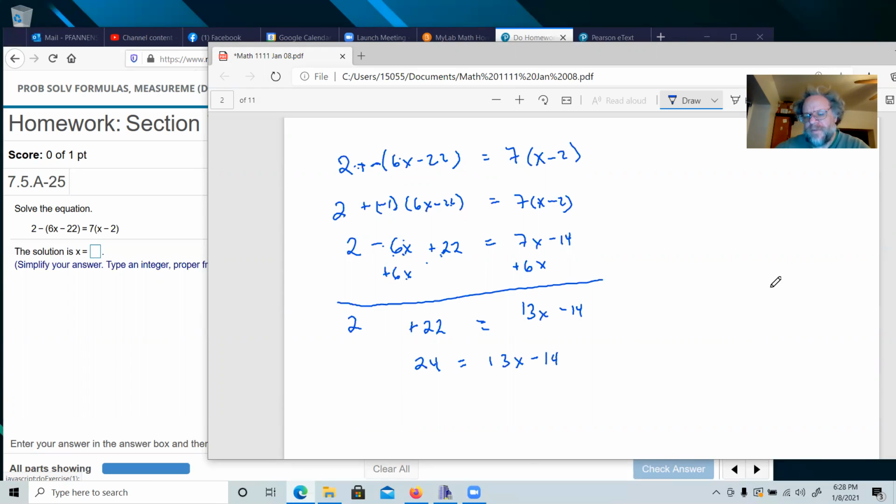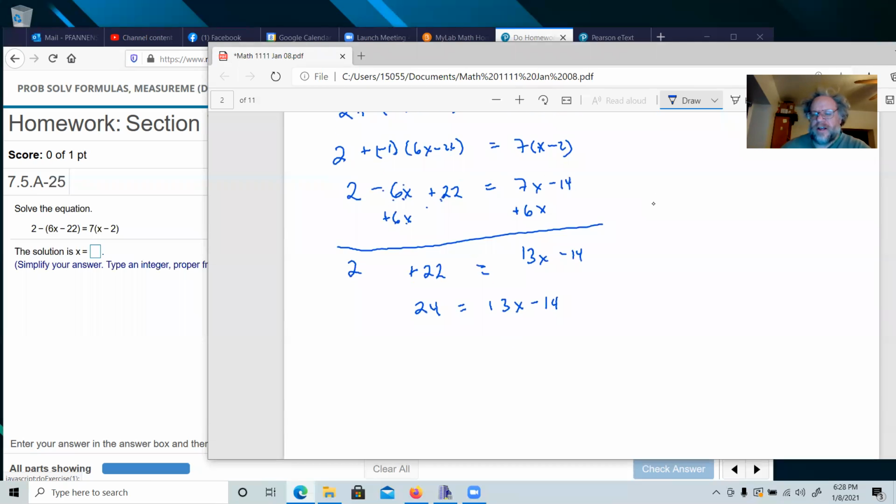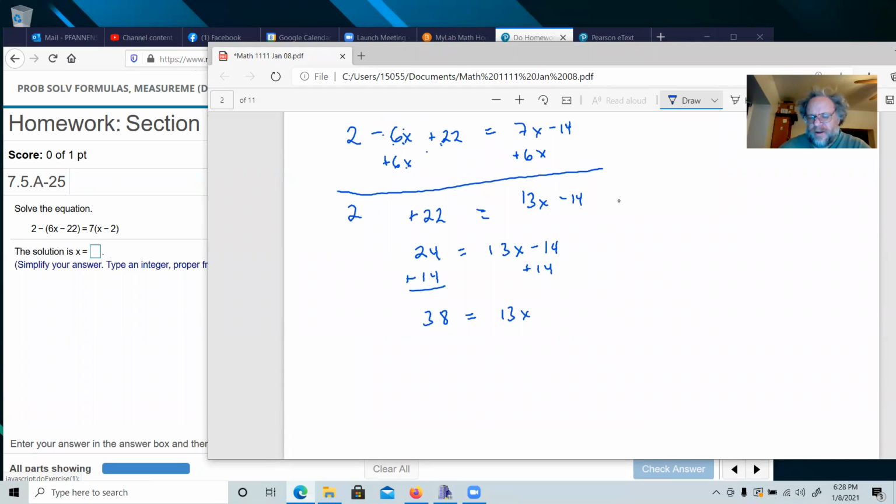Everybody okay with that? And now what we're going to do here is we're going to add 14 to both sides. And I end up with 38 is equal to 13x. Okay. So we have to divide, right? We have to say, well, let's get rid of the 13 here. So we're going to have x is equal to, right?